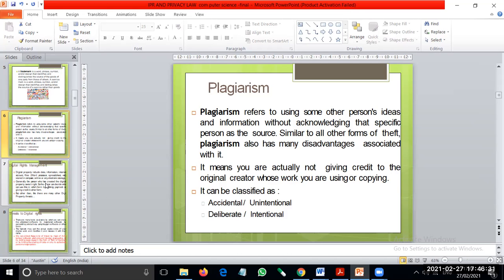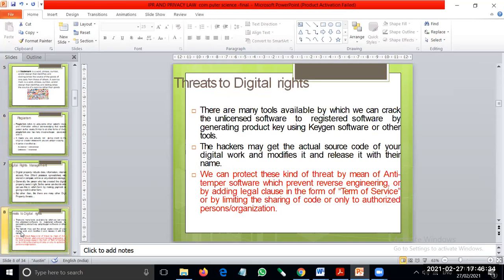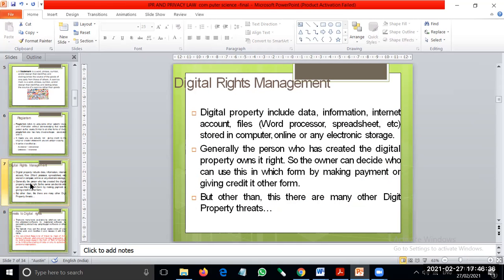Next thing that is coming is digital rights management. What is the meaning of digital? Basically it includes data. Data means raw facts like your name, my name. Suppose myself Nilesh. Nilesh is data. Information: Nilesh is a computer faculty or computer teacher teaching 11th class IPCS, 12th class IPCS. So this is the information. Basically the meaning of information is useful data or meaningful data. It's called information.